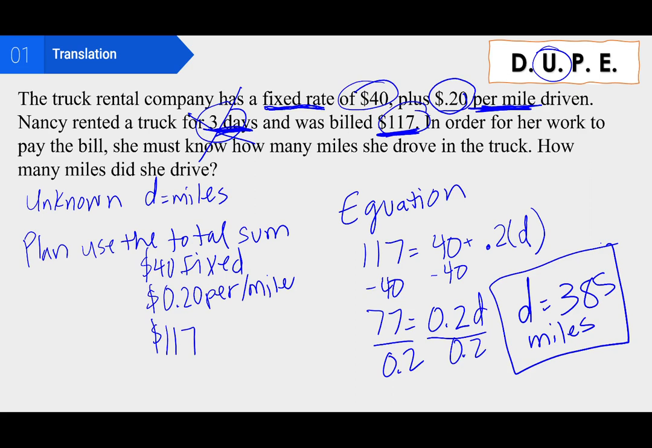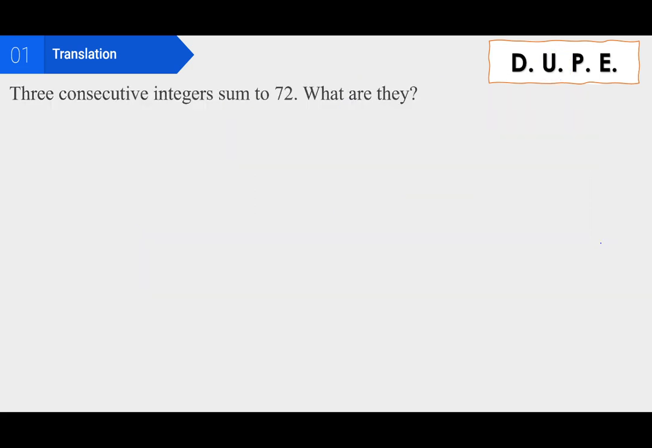Let's do one more translation problem, then we'll try some other types of problems in another video. 3 consecutive integers sum to 72. There is one sentence, and it's short, but there is a lot of data there. We're looking for 3 numbers. They are consecutive, which means in a row, right?